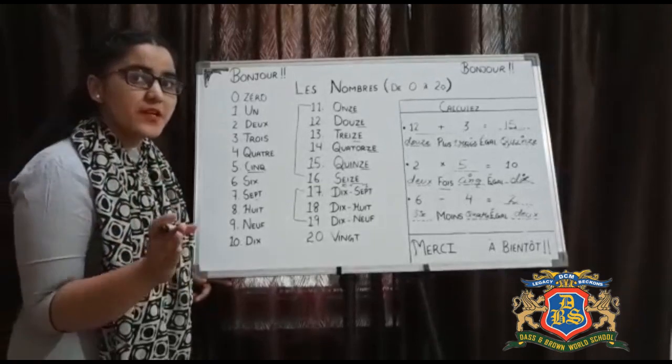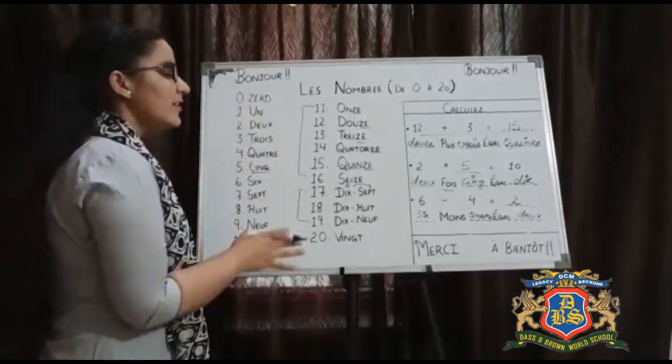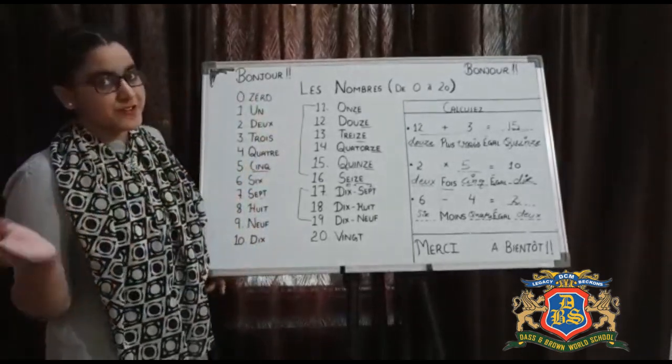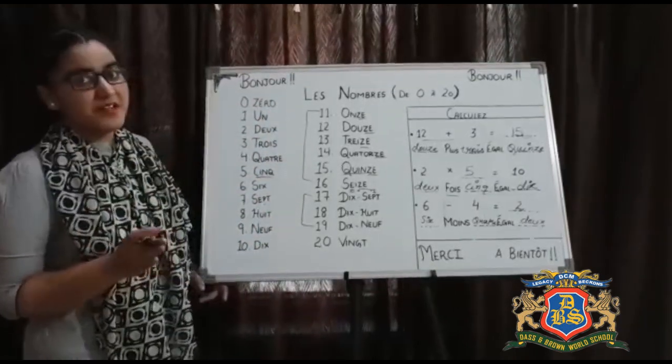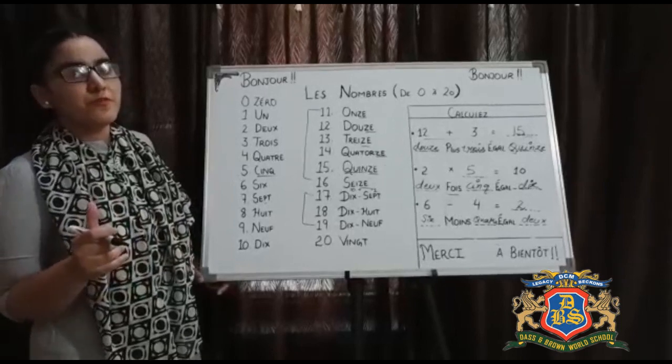So, in this way, you can learn all the numbers from 1 to 20 at your home. Write your equations and start pronouncing the same in French. I hope you all will do this at your home.